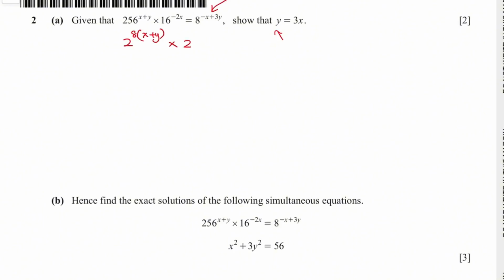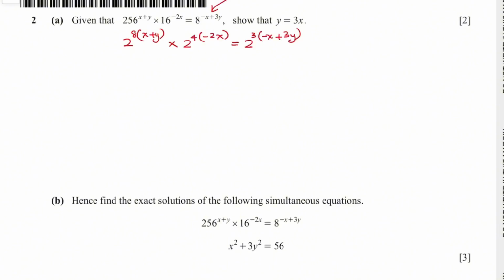16 is 2 to the power of 4. You still have the index of negative 2x. And 8 is just 2 cubed. Still have negative x. I'll erase it for a while. Negative x plus 3y. Okay.